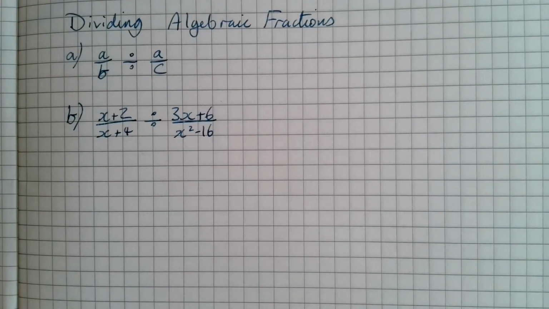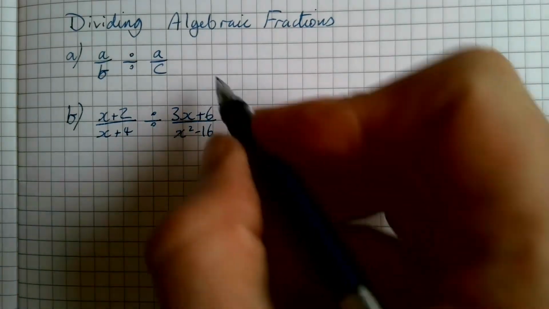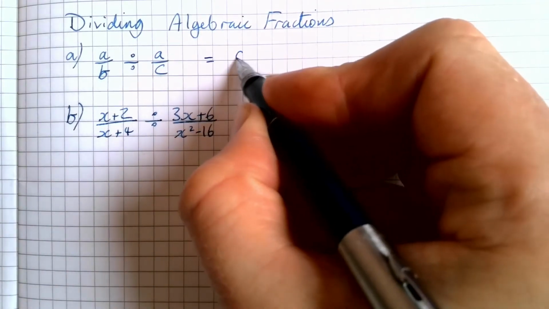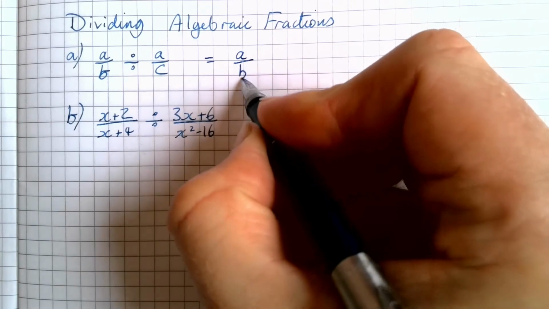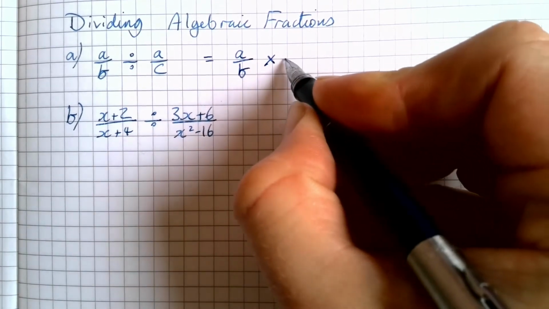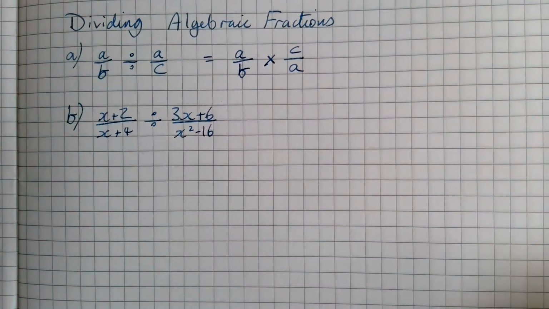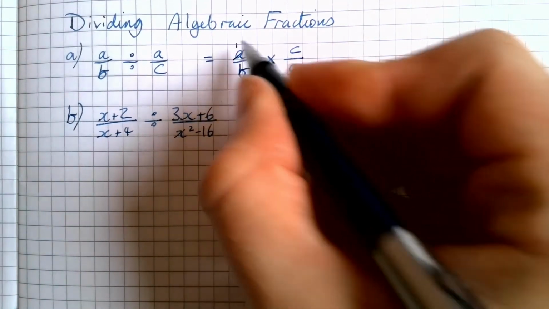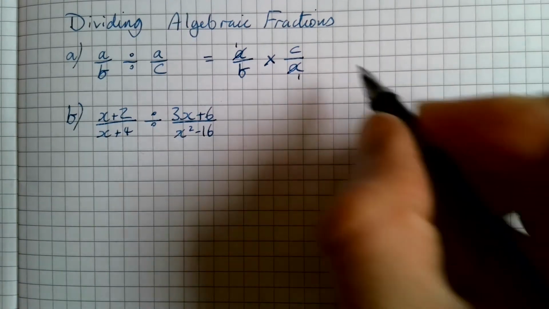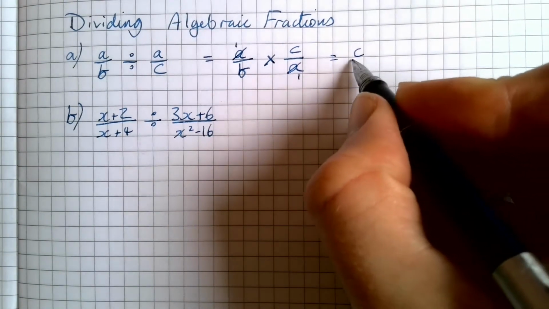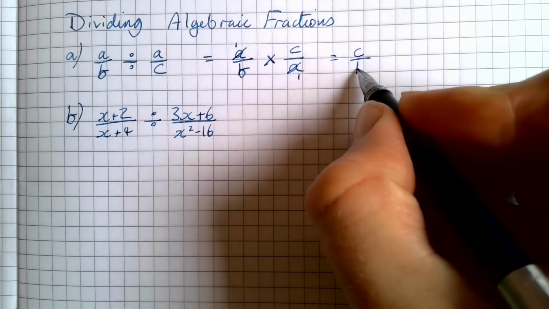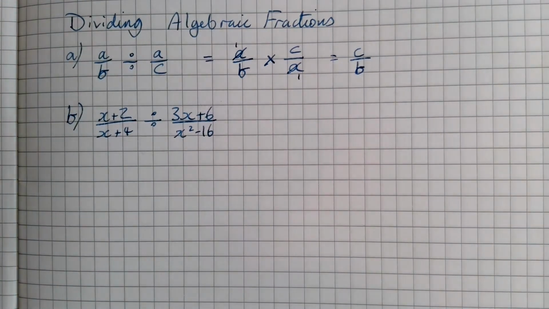Right, so dividing by algebraic fractions. This shouldn't be news to you. We are going to multiply by the reciprocal. So we're just going to turn the second fraction upside down and then we can say, right, A goes into A, nothing to do with C and B, so that's 1 times C is C, B times 1 is B.